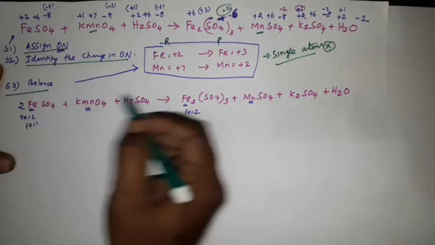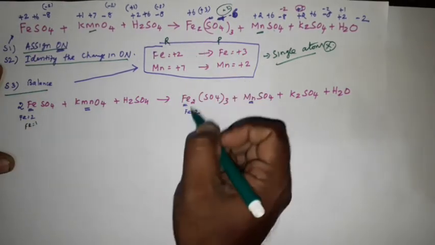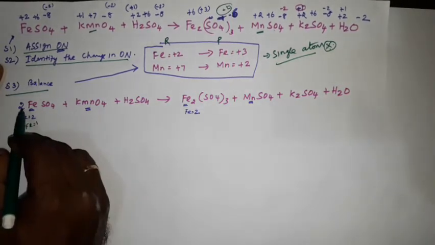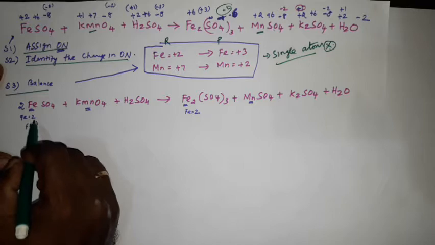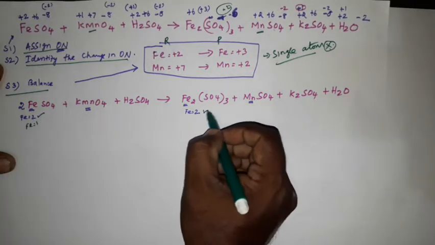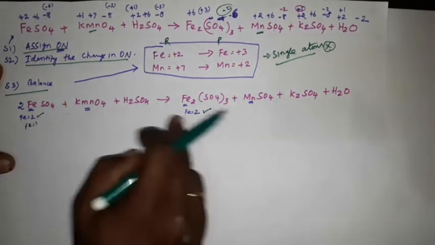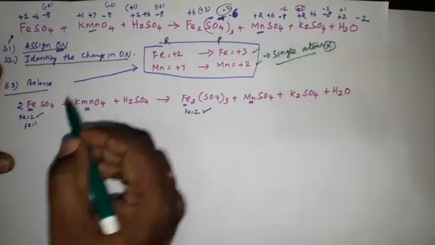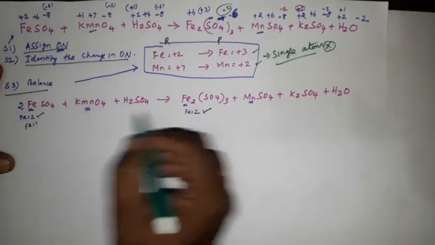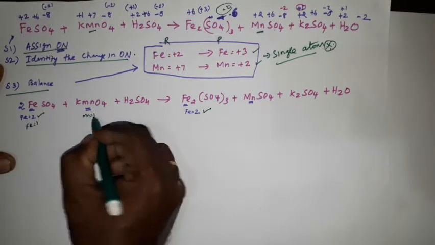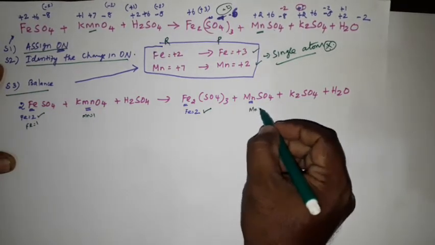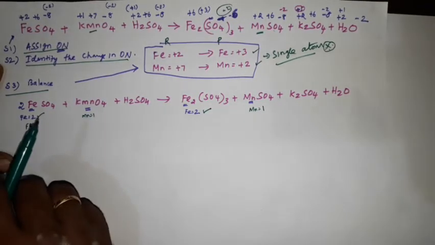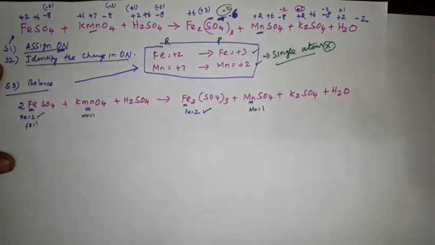Now product side, how many Fe are there? There are 2 Fe atoms. So put 2 here. So reactant side 2 Fe, then product side also 2 Fe. So now Fe is balanced. Next, check manganese. Manganese reactant side only 1, then product side manganese equal to 1. So here also this manganese is balanced. Clear?